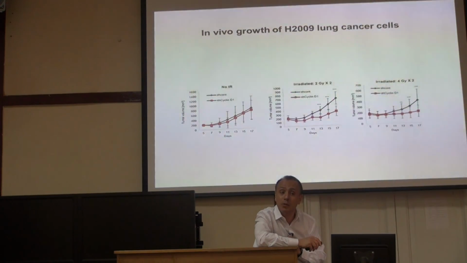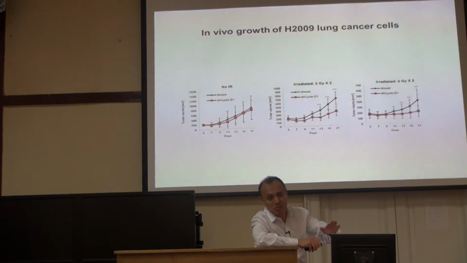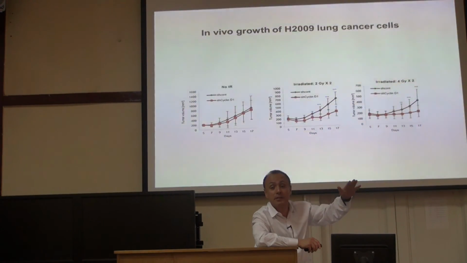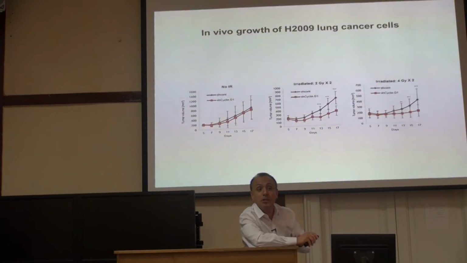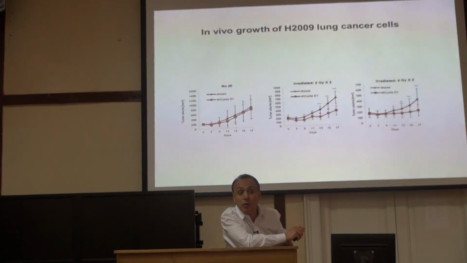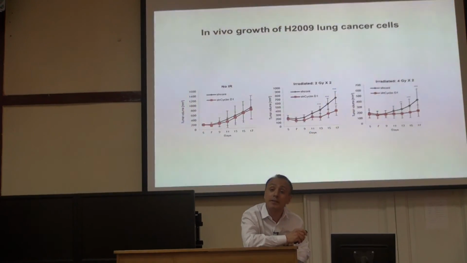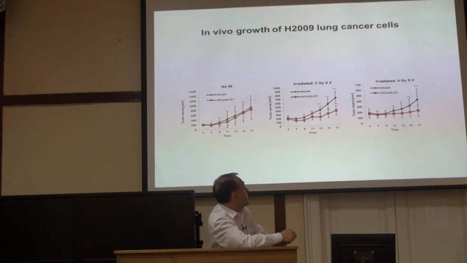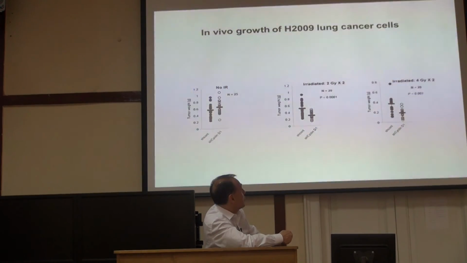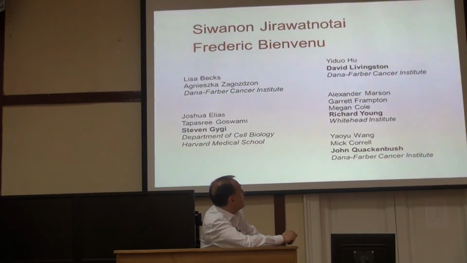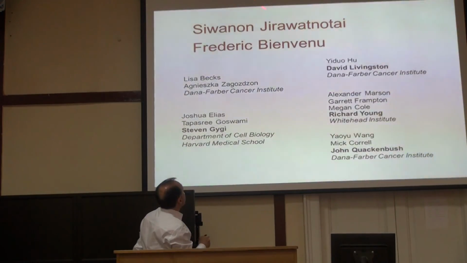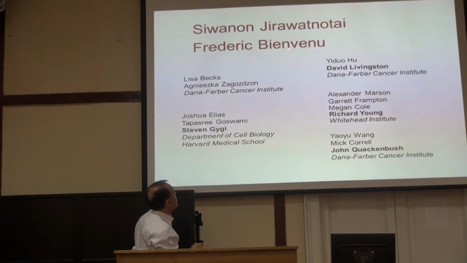Therefore, if we had a way to target cyclin D1, unfortunately it's not going to work through the kinase inhibitor. We need some drug that inhibits this activity of cyclin D1. It could have a therapeutic value also in retinoblastoma negative tumors, which we currently think are not suitable for cyclin inhibition. It would not affect their cell cycle progression, but it might help to kill those tumors because of the DNA damage. So lastly, this was done by Siwan Girawat-Notai and Fred Bienveni.